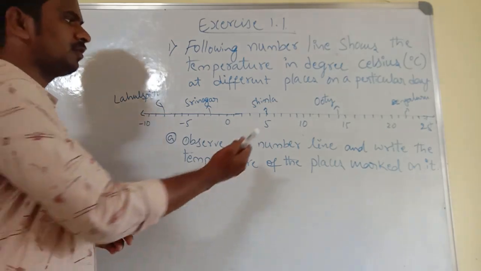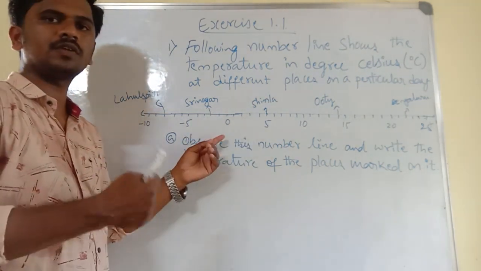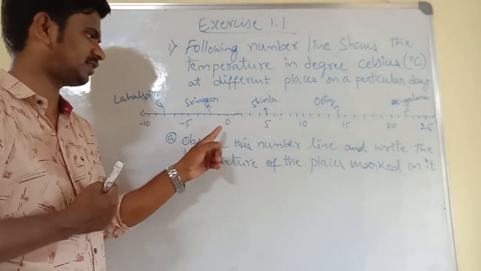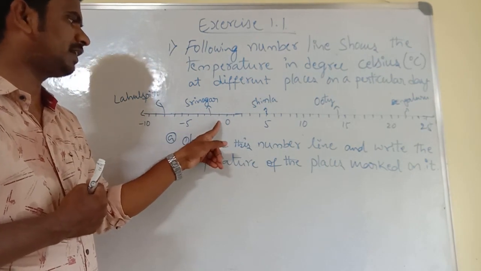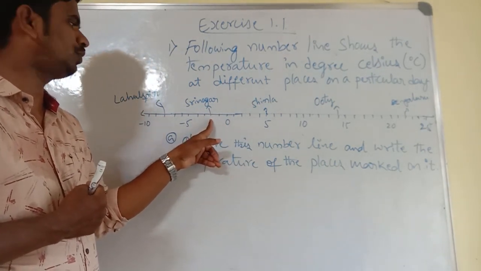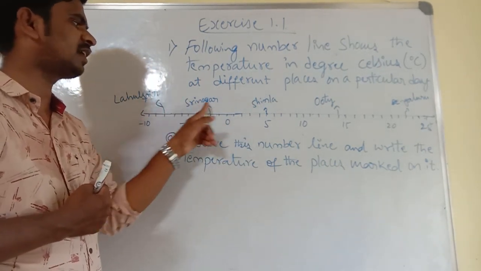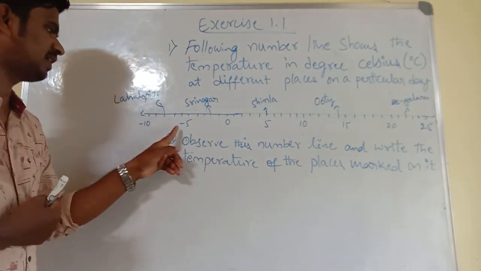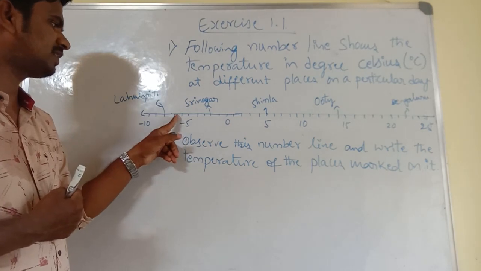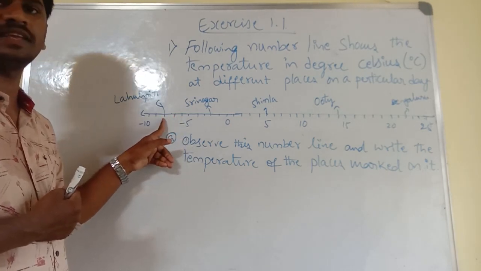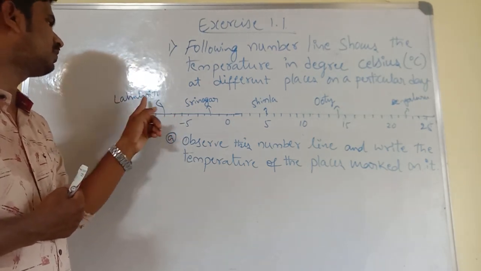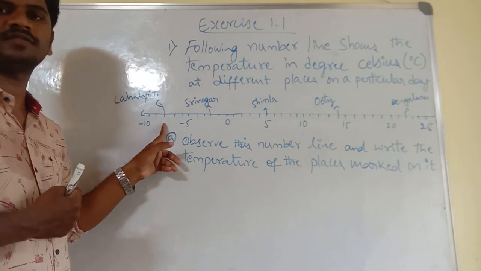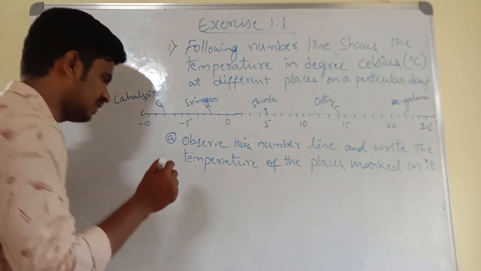When you come to the left side of 0, we get the negative integers. From 0, this is minus 1, this one is minus 2. It means the city Srinagar has a temperature of minus 2 degrees Celsius. Next here minus 5, minus 6, minus 7, minus 8. That is, the city Lahul Spiti has minus 8 degrees Celsius. So we have to write the answer.